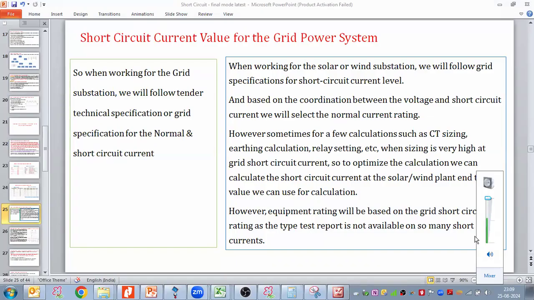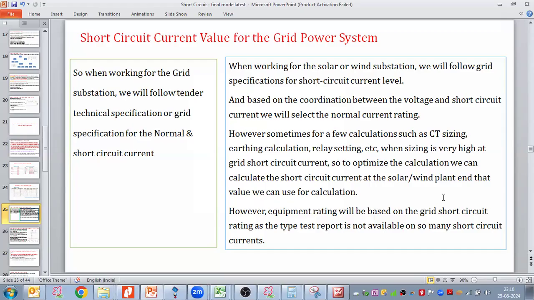So I am telling that except the CT equipment, for other equipment we have to follow the grid regulation, right? Yes, sir. But in CT you will also follow the grid regulations.